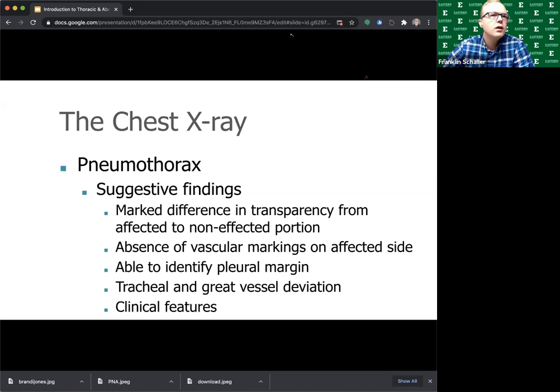All right. And a pneumothorax. Some suggestive findings on a pneumothorax: there's going to be a marked difference in transparency from the affected to non-affected lung fields. You won't see vascular markings on the affected side, and you'll be able to identify the pleural margin most of the time. Probably going to see some tracheal deviation. And they're going to have the clinical features of a pneumothorax. What are some clinical features of a pneumothorax? You can type it in the chat.